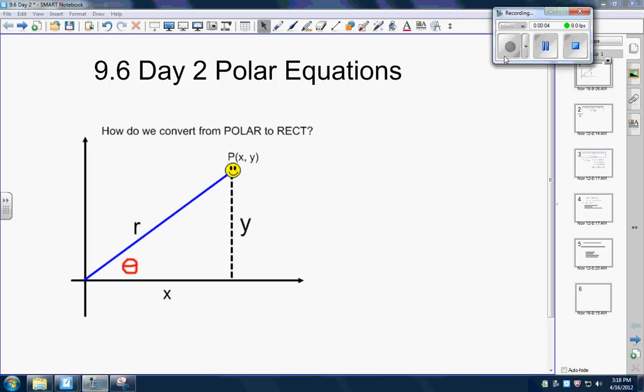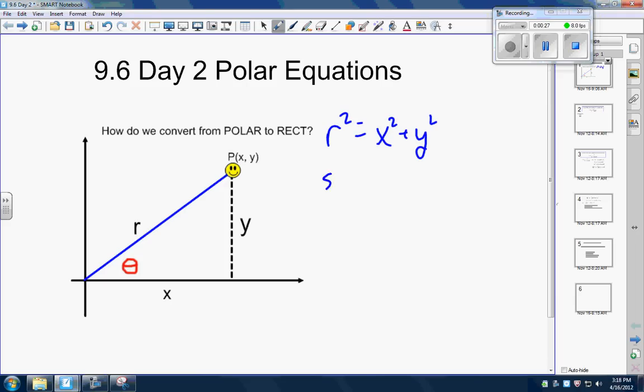For the second half of chapter 9 here, well, 9.6, we're going to look at how we convert the equations we graphed yesterday from polar into rectangular. So it all comes from this picture again from chapter 8. We have a few equations we can use. So that one's pretty easy there.